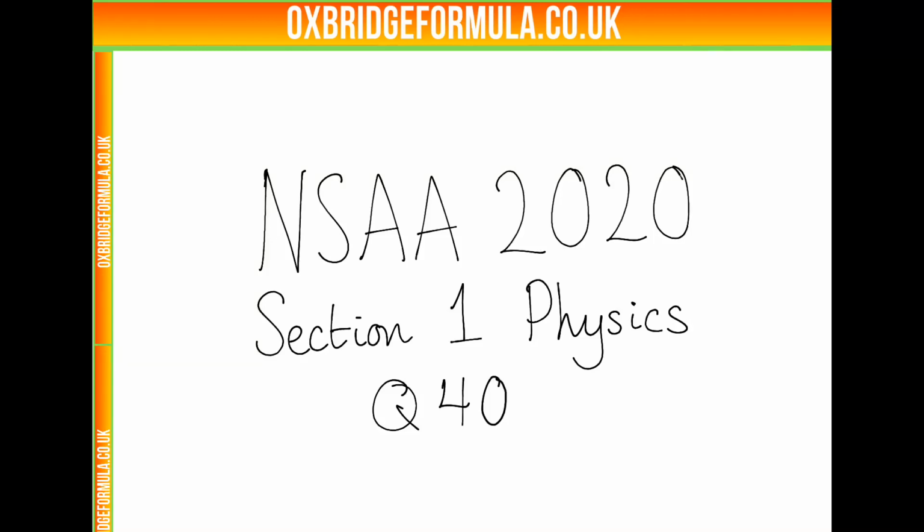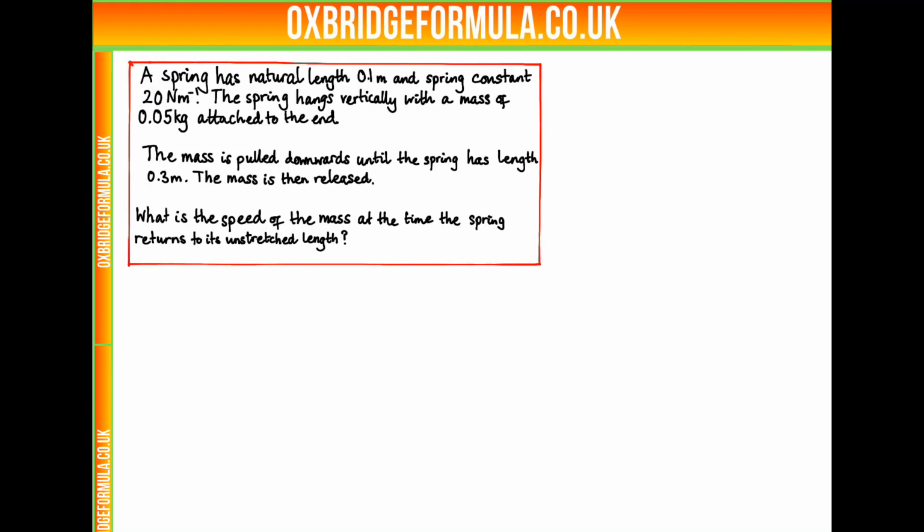This question is taken from the NSAA 2020 Section 1 paper, and it is question 40 of the Physics subsection. A spring has natural length 0.1 meters and spring constant 20 newtons per meter. The spring hangs vertically with a mass of 0.05 kilograms attached to the end. The mass is pulled downwards until the spring has length 0.3 meters. The mass is then released. What is the speed of the mass at the time the spring returns to its unstretched length?